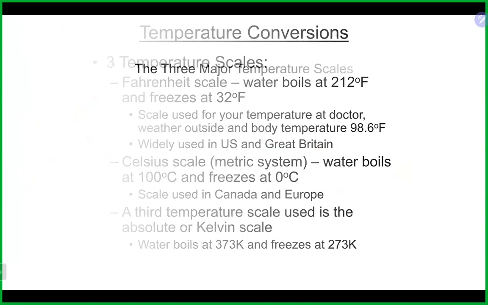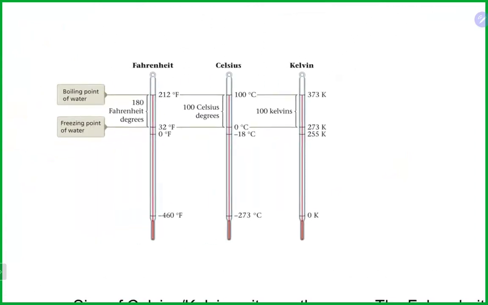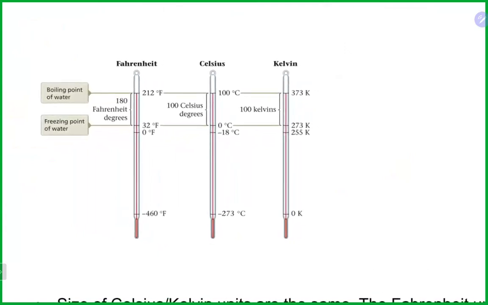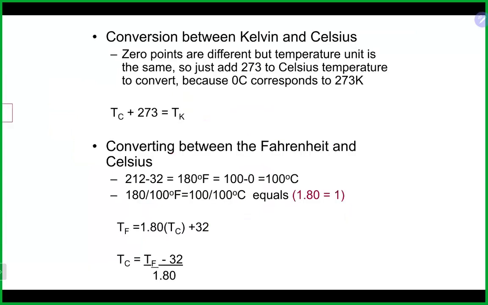Now, to convert between these three different temperature scales, it's really based on where the boiling point and the freezing point of water is. The difference between them is how we do the conversion. There's about a 180 degree difference on the Fahrenheit scale between freezing and boiling. On the Celsius and Kelvin scale, there's about 100 difference on these two. And that's what's going to make up basically our conversion. So let's talk about how we do convert them.